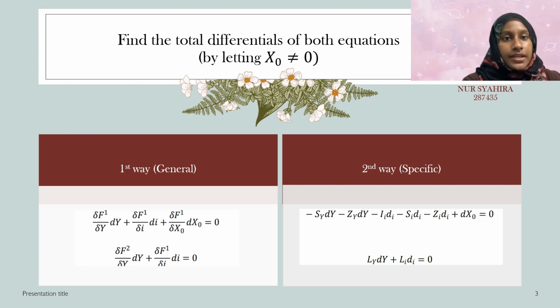For the second way, we just have to rearrange the equation based on the first question. So it will become negative s subscript y dy minus z subscript y dy minus I subscript i di minus s subscript i di minus z subscript i di plus dx null equal to 0. Same goes to the second one, which is L subscript y dy plus L subscript i di equal to 0.